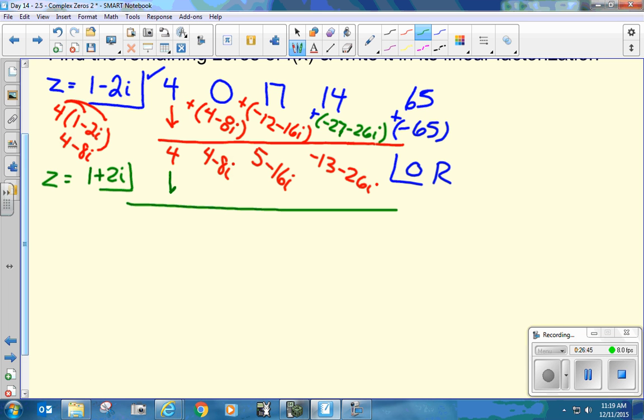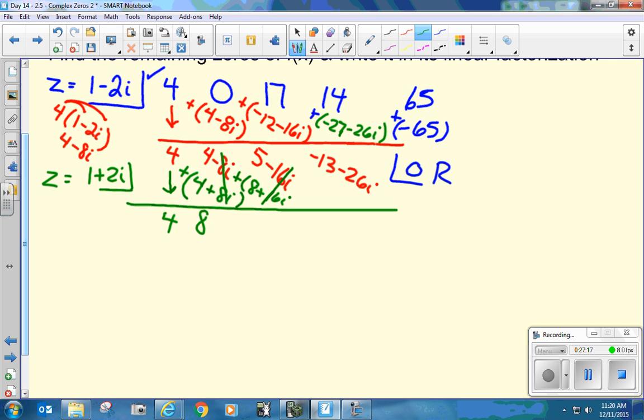You ready? I'm going to drop the 4. What is 4 times 1 plus 2i? It's 4 plus 8i. And don't forget, I'm adding, right? Because it's the 0. What's 4 plus 4? 8. What is negative 8i and positive 8i? You see what I'm saying? What is 8 times 1 plus 2i? 8 plus 16i. The i's cancel.